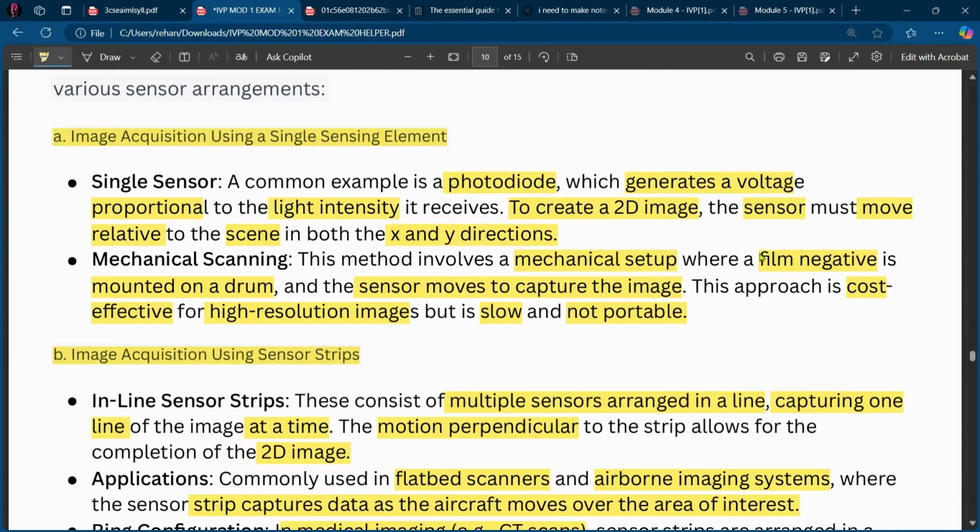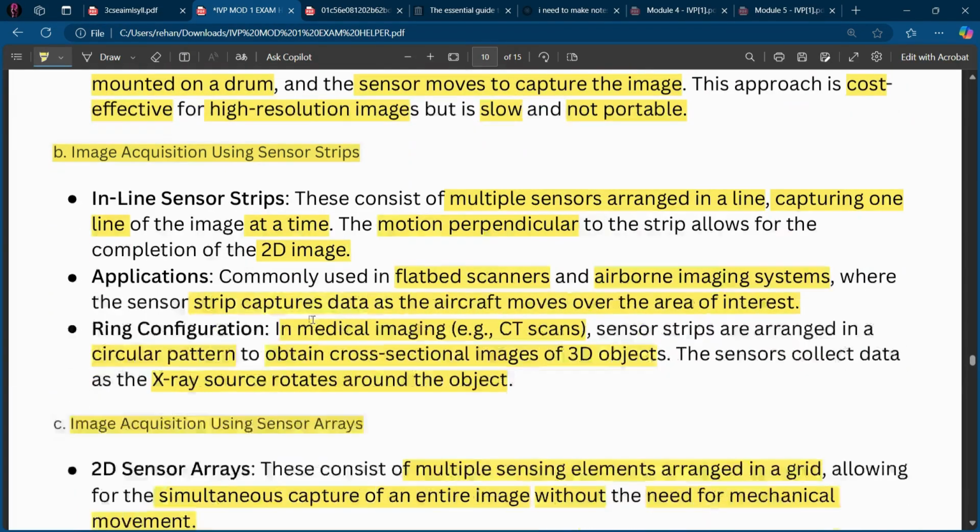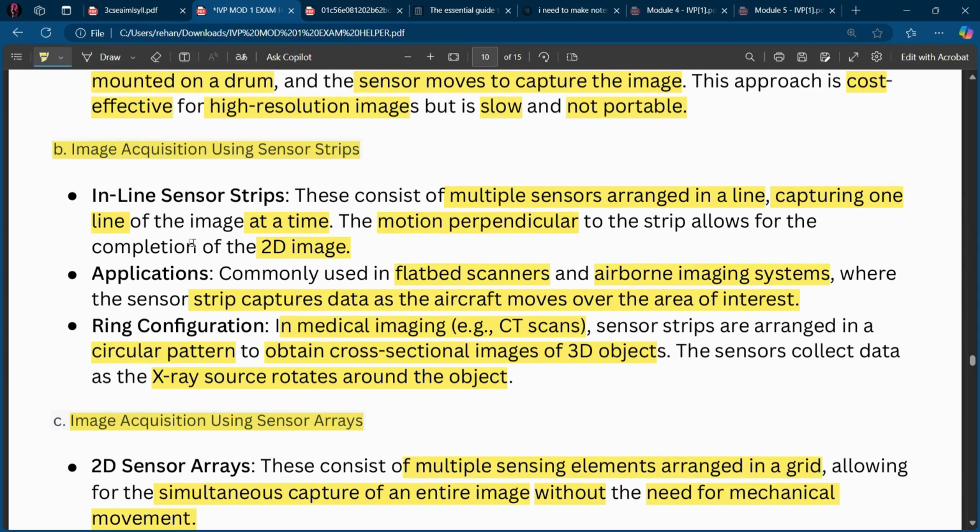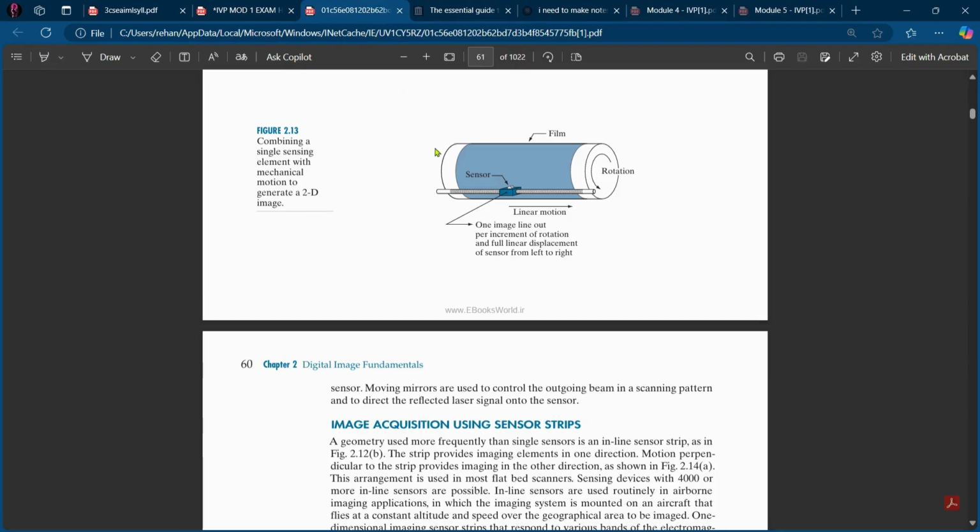So here then, image acquisition by sensor strip. Same thing, but the difference is that an in-line sensor strip is there. This consists of multiple sensors arranged in a line. In the earlier case, only one or two sensors were there on that mechanical grid mounted on a box. Two sensors are there, if you can see here.